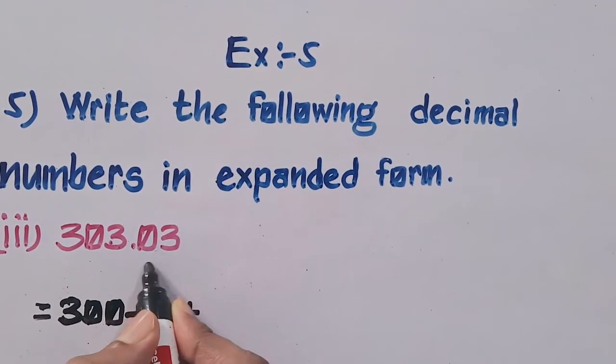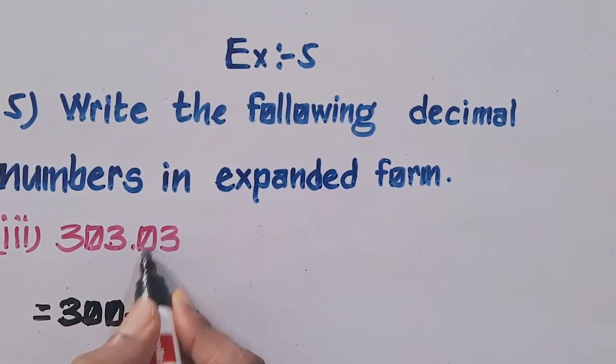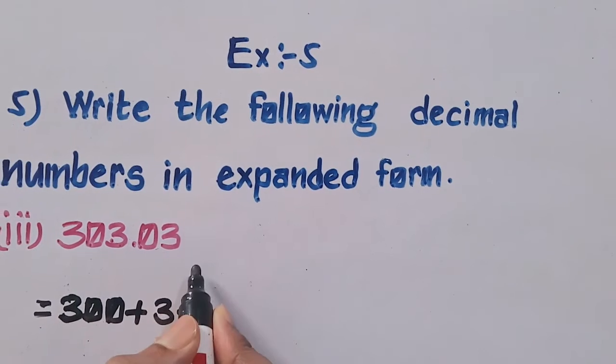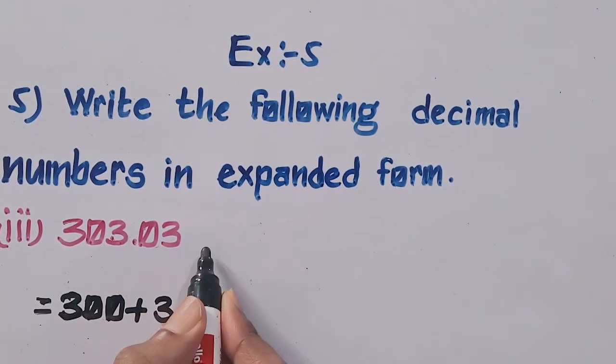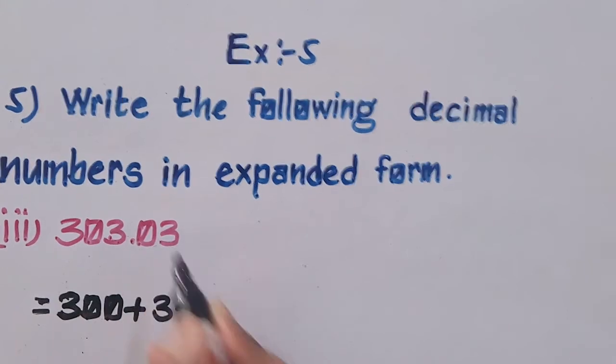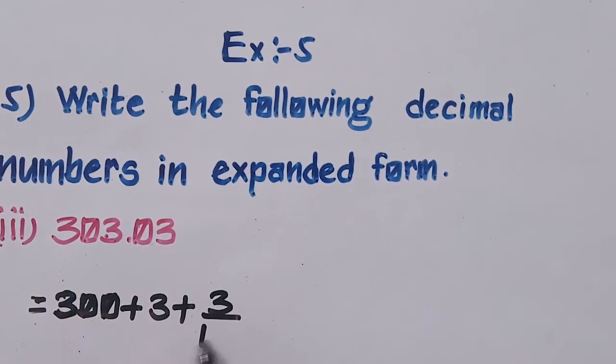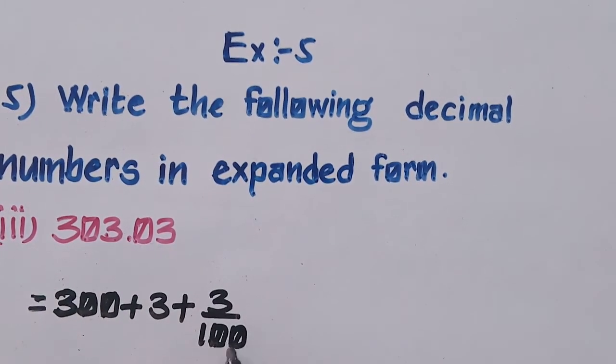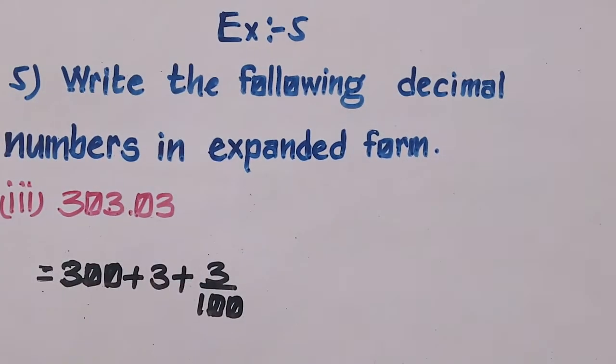What I said, 0 by 10. Means this is 1 by 10, this is 1 by 100, this is 1 by 1000. Means tens place, 100 place, 1000 place. 0 by 10 is equal to 0, no need to write. Tens afterwards, 100 means 3 by 100. Okay, directly I wrote. If you want to write, you can write that 0.